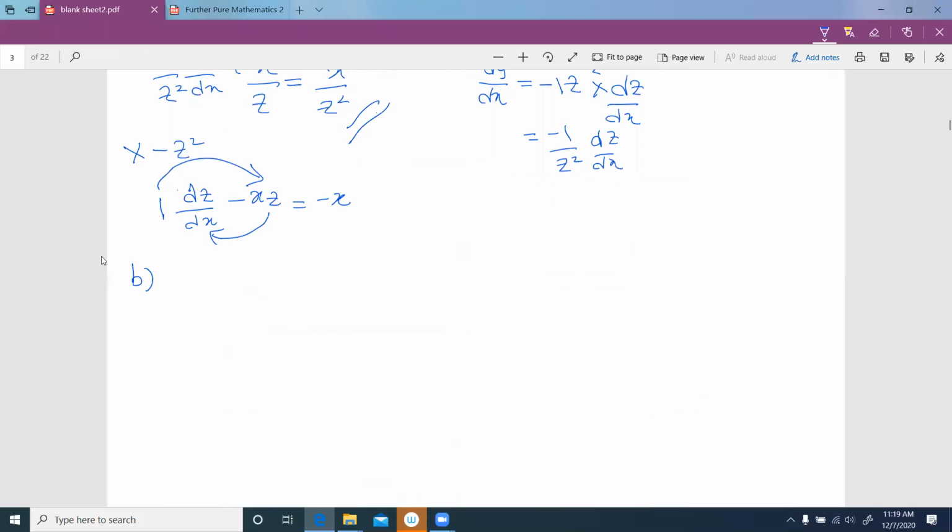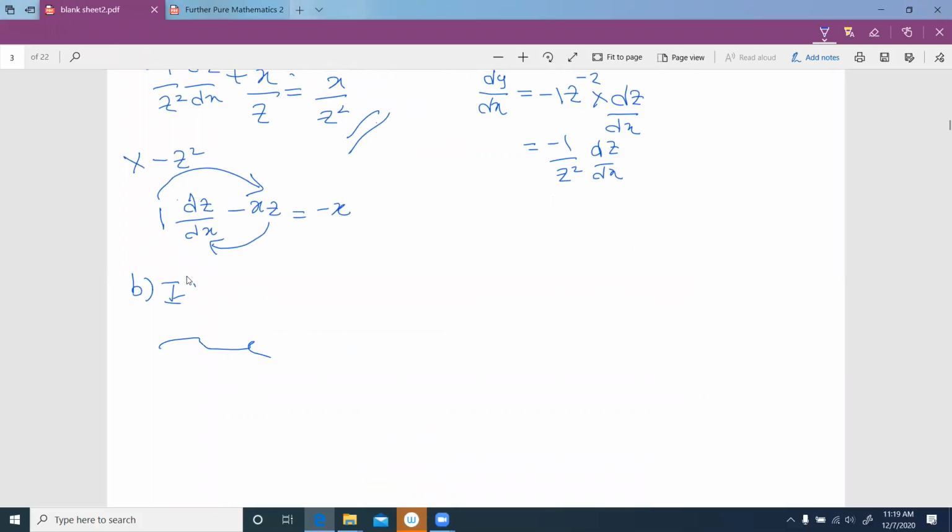Now look, when doing part B, here the differentiation is not available, but here the differentiation is there. So you just have to use the integrating factor for this. You take the IF. How do we get the IF?